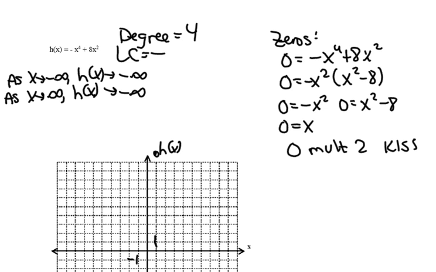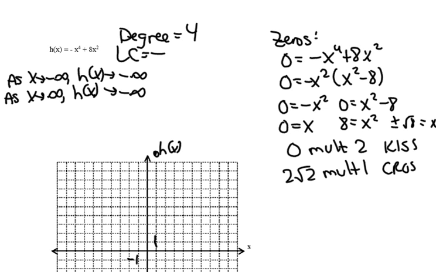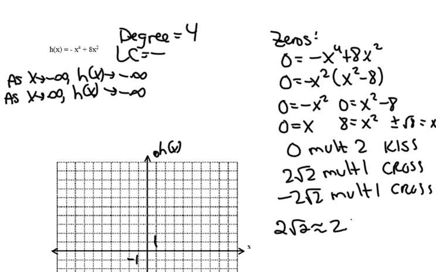Now, here I have 8 is equal to x squared. This is plus or minus the square root of 8 is equal to x. Now, below I will simplify. That's 2 times the square root of 2. That's the multiplicity of 1. So I will cross. And negative 2 times the square root of 2 with a multiplicity of 1. I will cross there also. Okay. Now, keep in mind the 2 times square root of 2 is approximately 2.8. So negative 2 times square root of 2 is approximately negative 2 and 8/10.